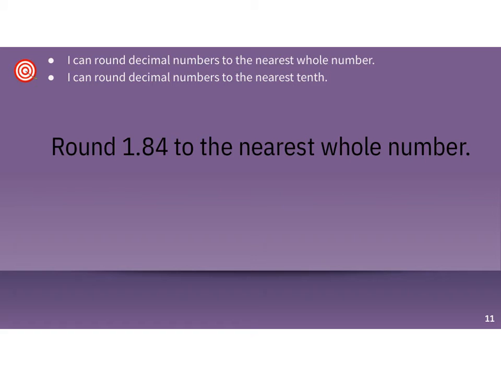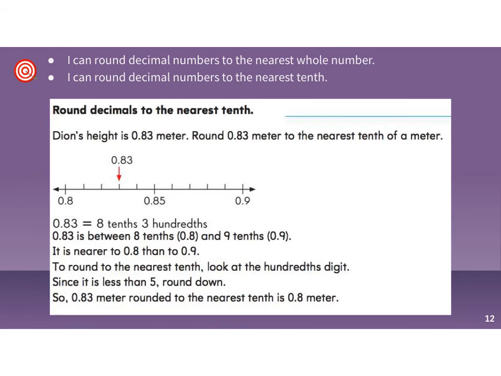How about 1 and 84 hundredths to the nearest whole number? Pause and think, come back and check. I would round 1 and 84 hundredths to 2. Now we're going to focus on the second target, which is rounding to the nearest tenth. And really, I follow the exact same steps.